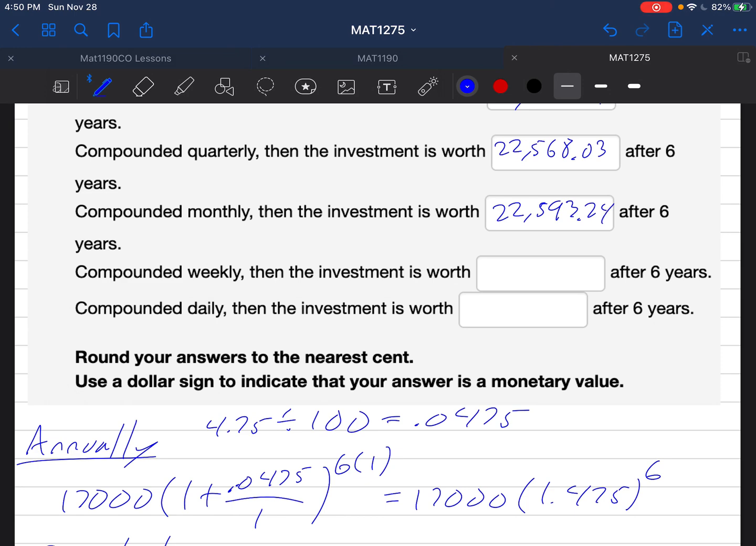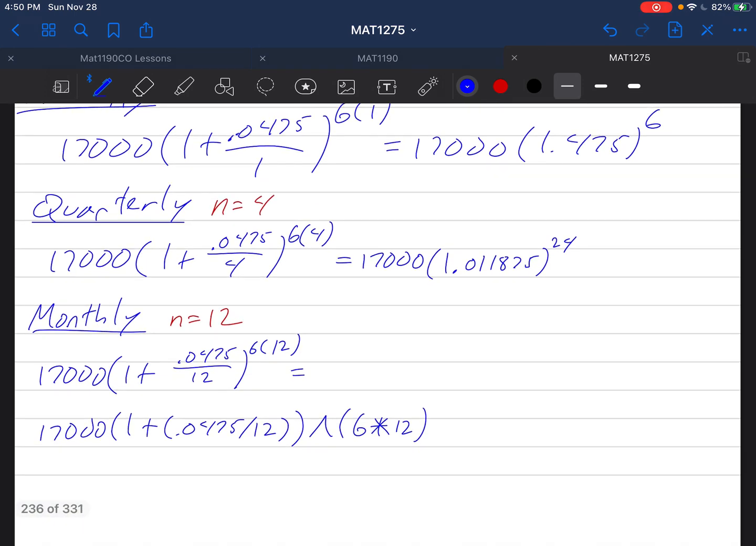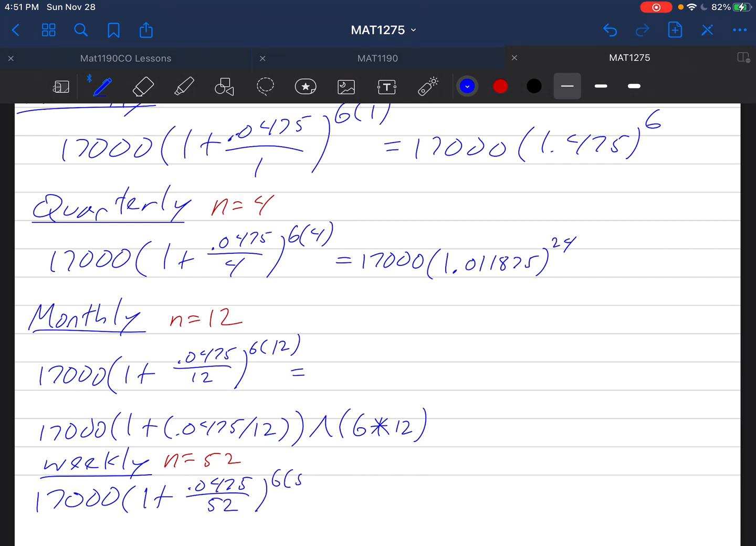$22,593.24. Let's move on to weekly. Going to run out of space here a little bit. 17,000. Oh, ran into something. 17,000. Weekly means that n is equal to 52. 1 plus 0.0475 divided by 52 raised to the power of 6 times 52.